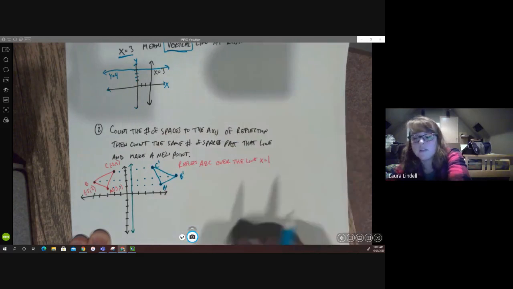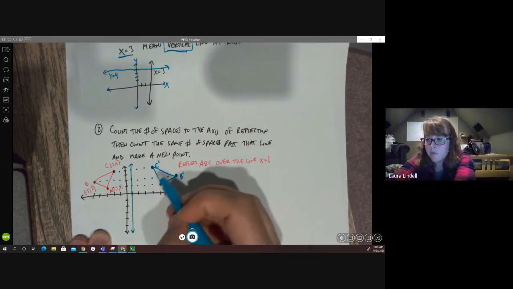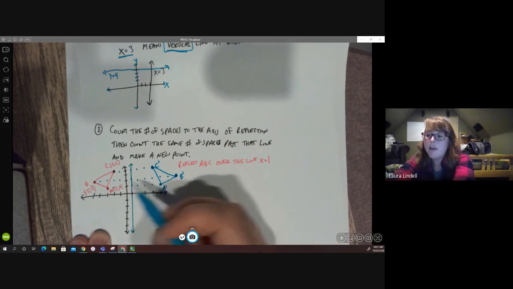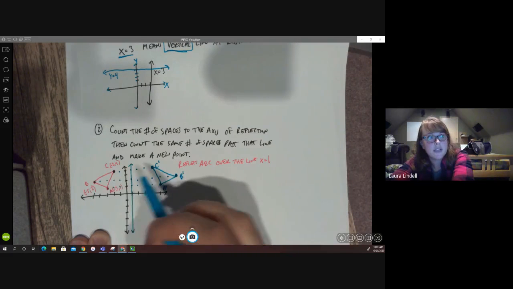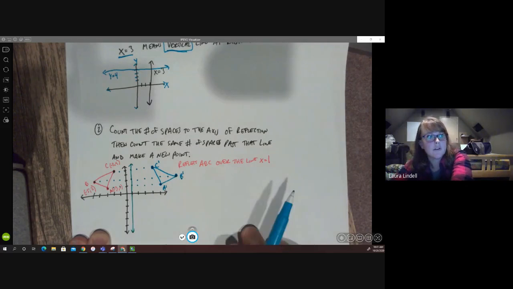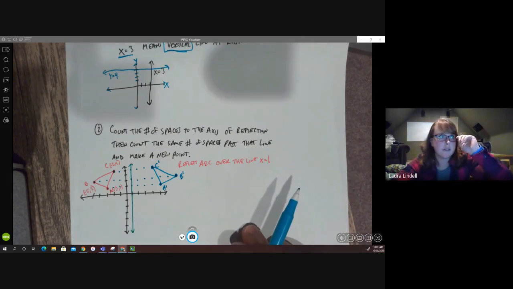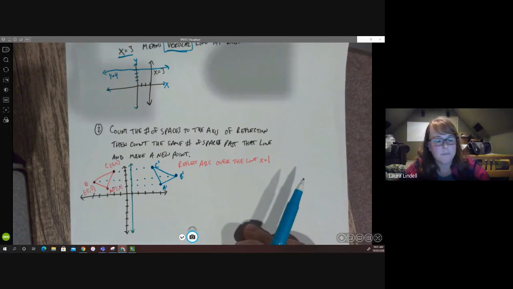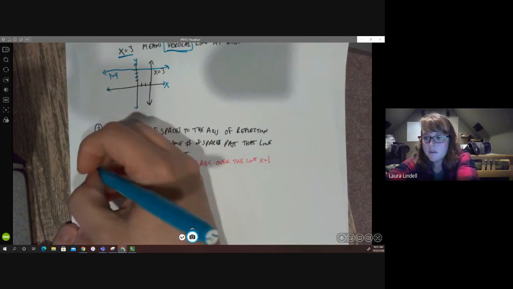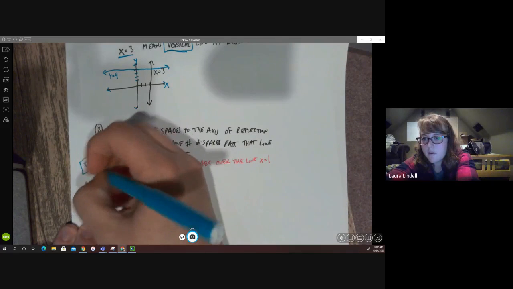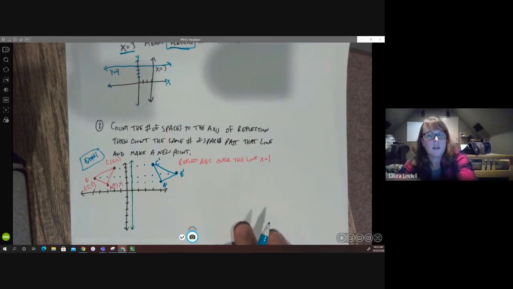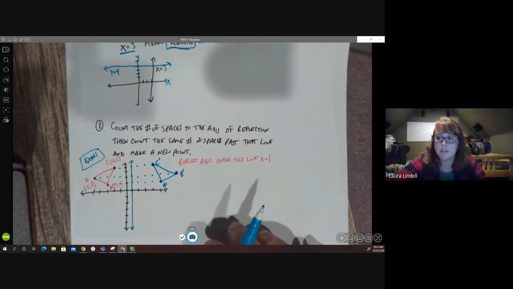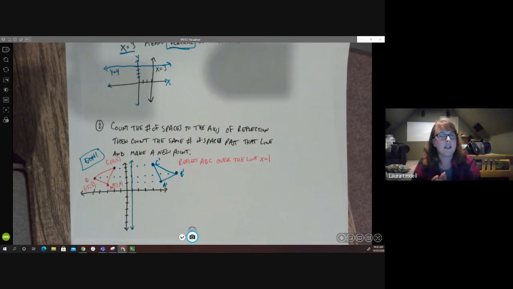And then we connect the dots. So my shape over here should be the same size as my shape over here. It just looks like it's been mirror imaged over that line of reflection. So it's been flipped over that line of reflection. Okay, so you just count the number of spaces from that point to your reflection line, and then you count the same number of spaces past that line to make a new point.